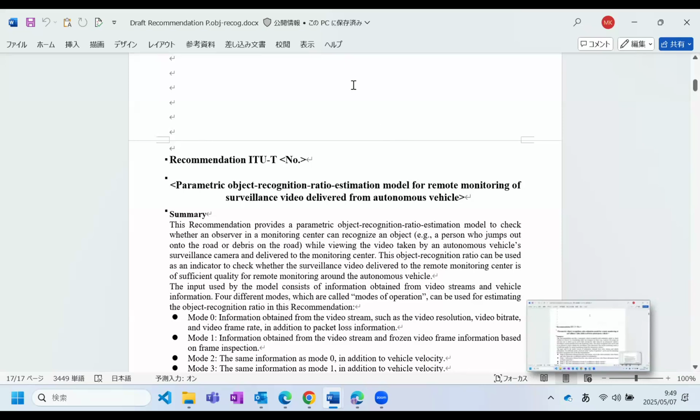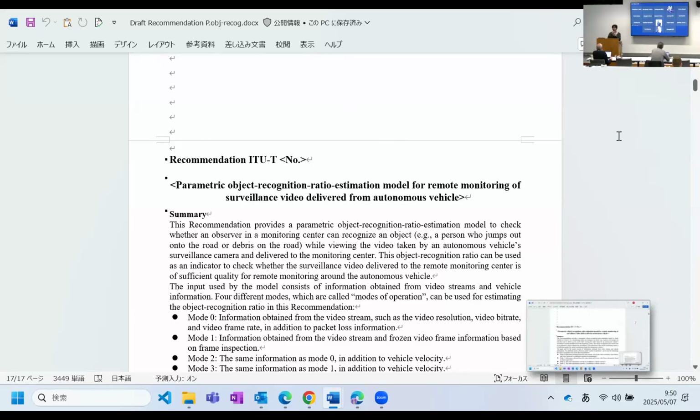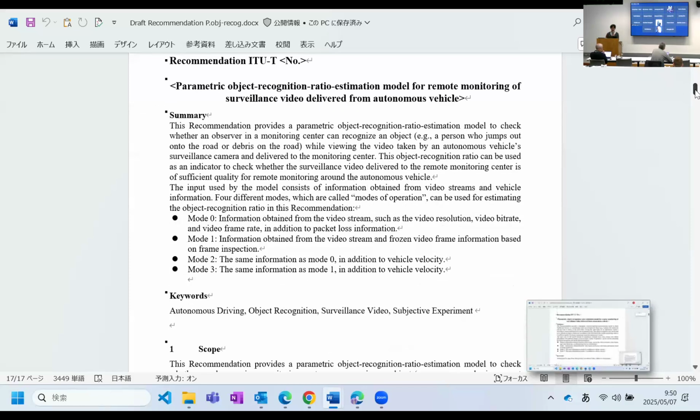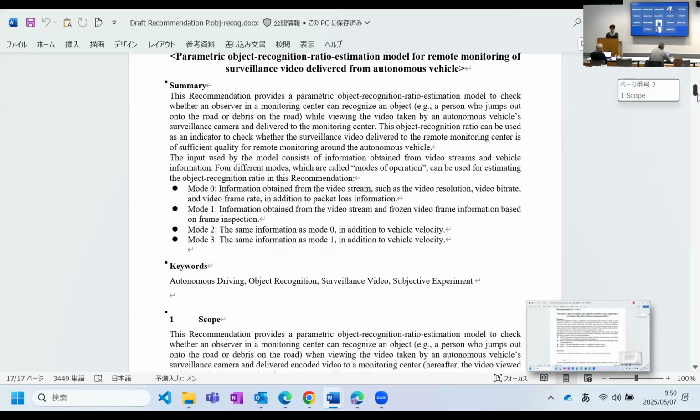I have one simple observation. At the moment, this method is only applied to HEVC. Yes, this recommendation covers only HEVC. But we plan to test other encoding methods such as AV1. We plan to run the subjective experiment on other encoding methods, but we haven't done the subjective test yet. So in this recommendation, we only have an HEVC coefficient.